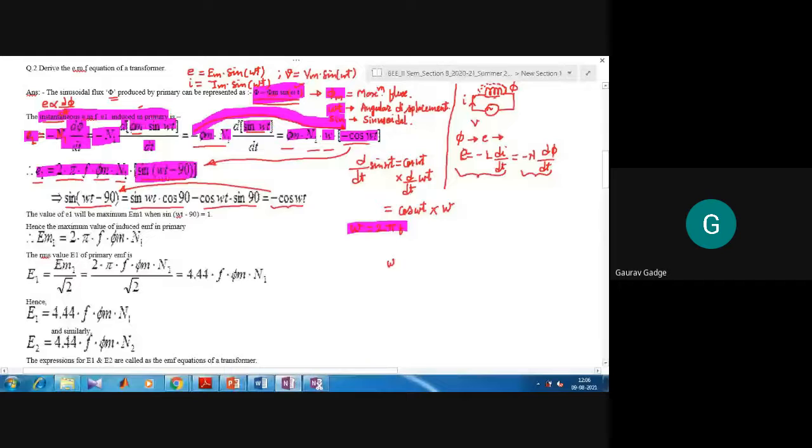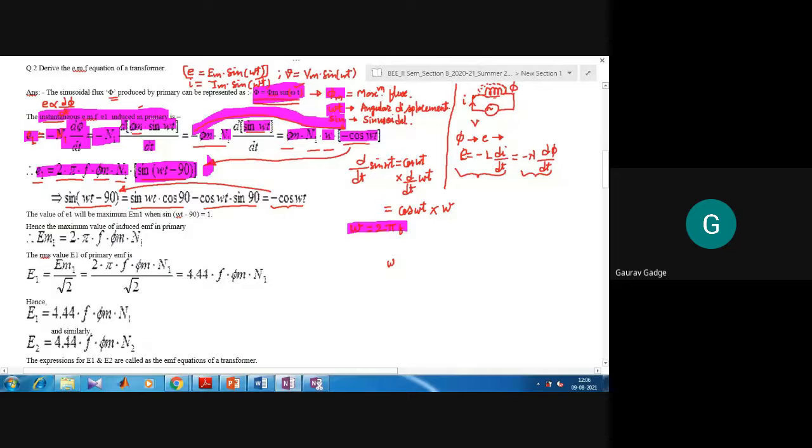Right? Now what are we getting? Here we are getting, just see. Here I write E1. Now see how you get this expression. Even you can refer to this. E is equal to Em sin omega t. Here there is a displacement of 90 degrees.